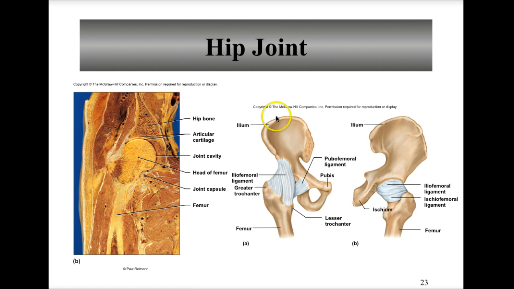Here you can see some of those reinforcing ligaments that play a role in the hip joints. So you have the iliofemoral ligament, the greater trochanter of the femur. You have the pubofemoral ligament. There's the pubis, the ischium, the iliofemoral ligament, and the ischiofemoral ligament.